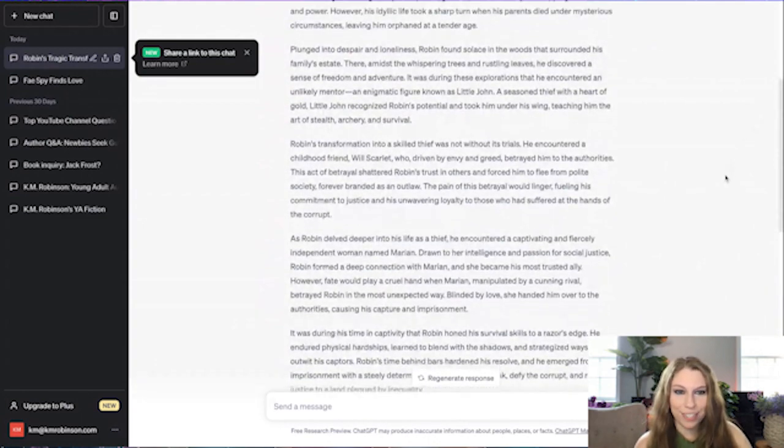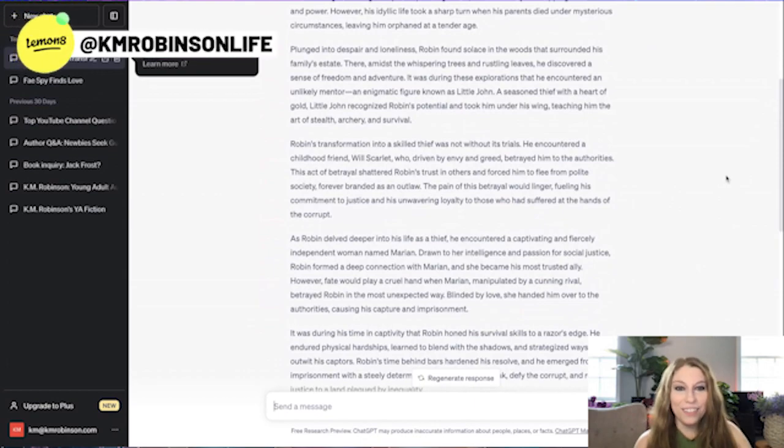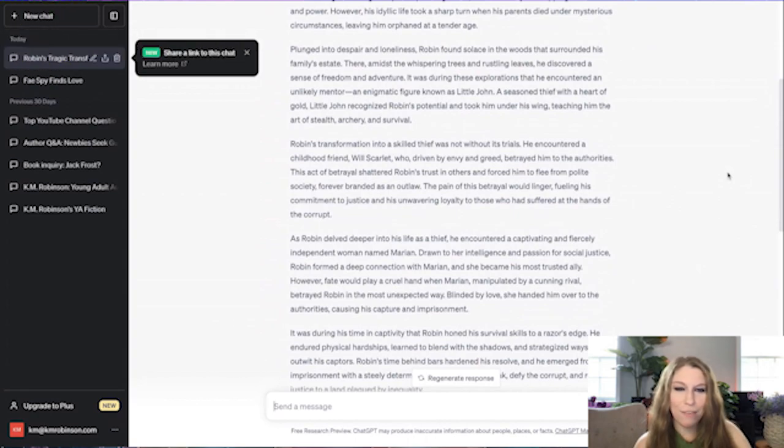Robin's transformation into a skilled thief was not without its trials. He encountered a childhood friend, Will Scarlet. I love that name. Who, driven by envy and greed, betrayed him to the authorities. This act of betrayal shattered Robin's trust in others and forced him to flee from polite society, forever branded as an outlaw. The pain of this betrayal would linger, fueling his commitment to justice and his unwavering loyalty to those who had suffered at the hands of the corrupt. I love that.